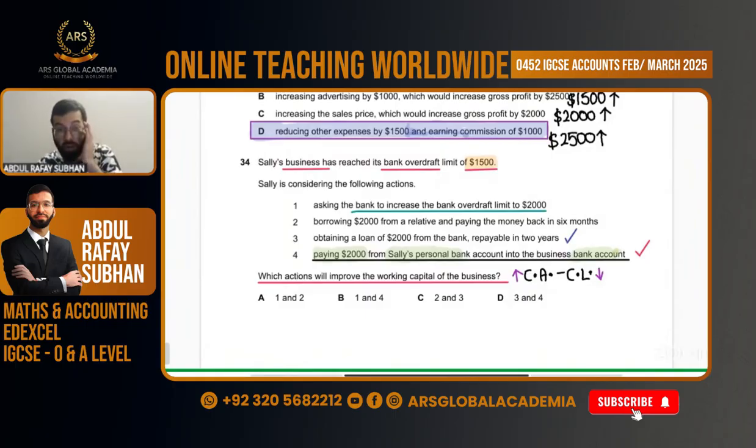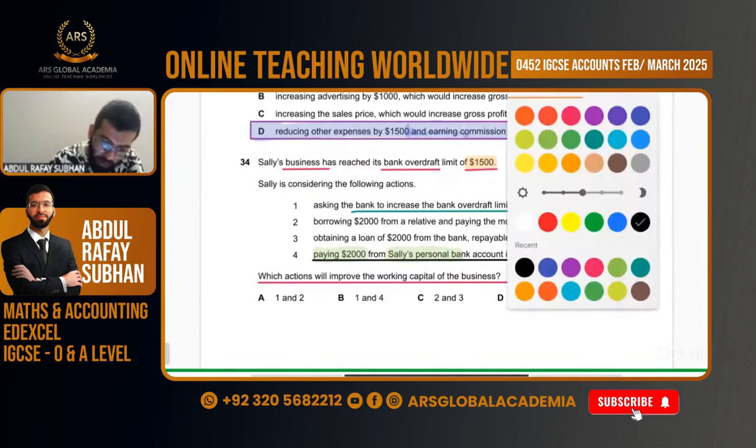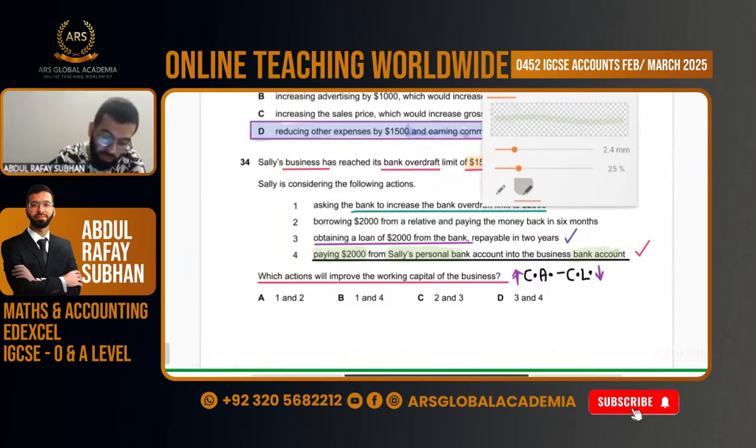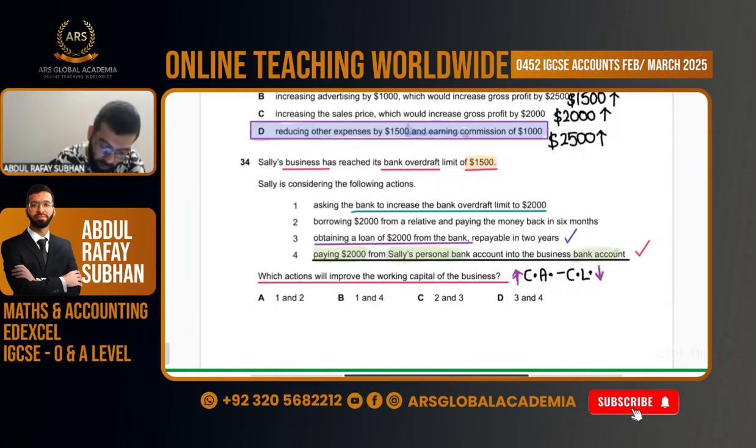I'll explain how option number three will improve the liquid working capital, or liquidity. Always remember, if you are borrowing a loan, money will come into the business. You went to the bank and took a loan of $2,000, and this will also help you clear the bank overdraft. So liability goes down, and $2,000 is injected by the bank, which is a cash inflow into the business.